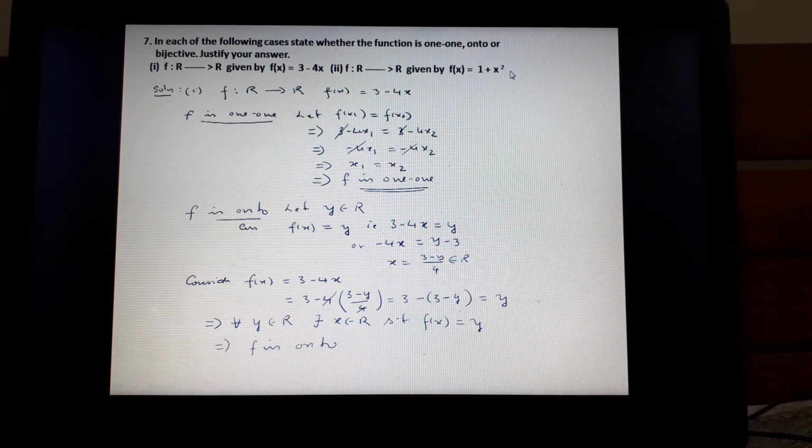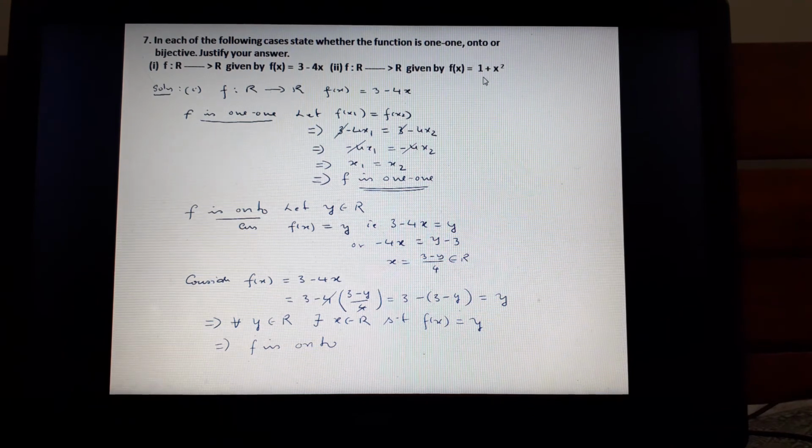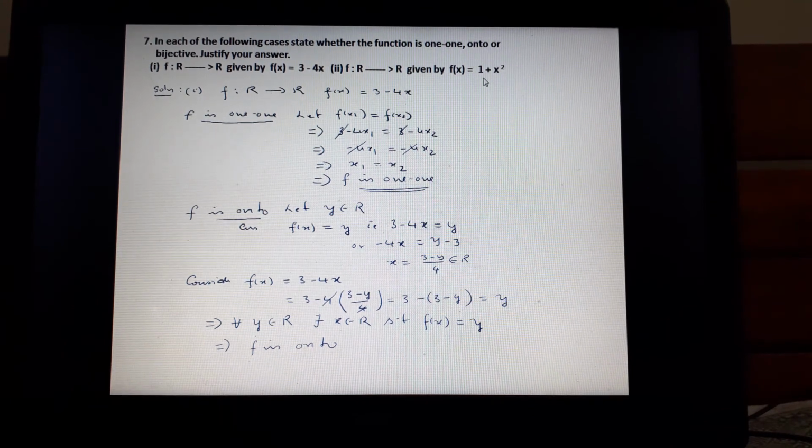Second, it is not onto because it takes only positive values. 1 plus x squared is positive, whereas this R contains negatives. So if you take minus 1, it is not the image of any element here. So this is a very good example which is neither 1-1 nor onto. So you can try it yourself.